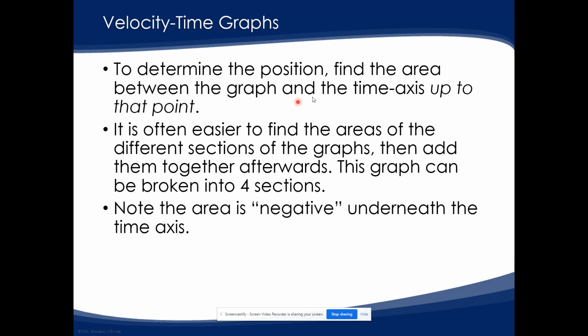To determine the position, we have to find the area between the graph and the time axis up to that specific point. It's easier to find the areas of different sections of the graph and then add them together afterwards. The graph can be broken into 4 sections easily. But we want to remember that the area is negative if it's under the time axis. So make sure that you're keeping an eye on your units, and your positive or negative sign.